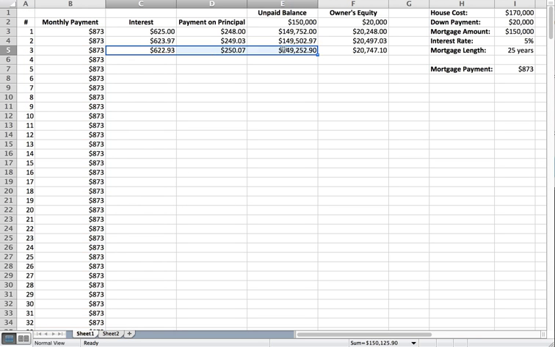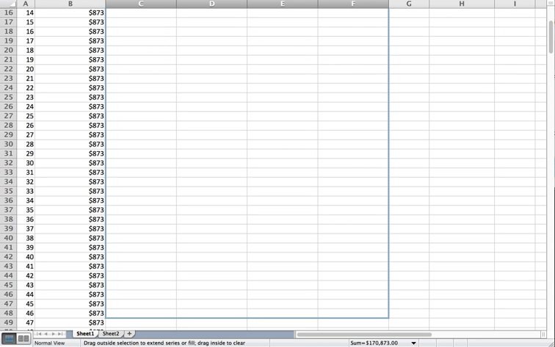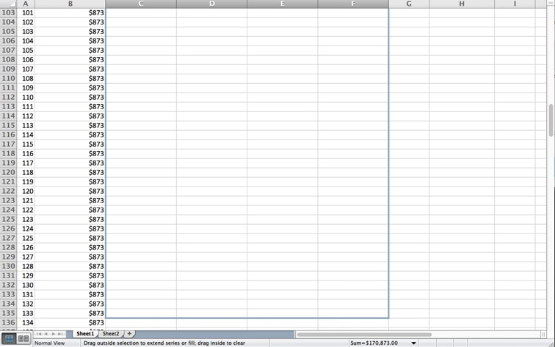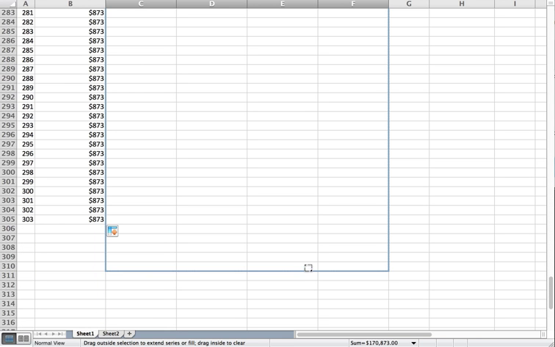And then we're going to fill down these rows that have the formulas in them for all those payments. We fill and fill. You can see that doing this by hand would not be realistic or any fun for that matter.